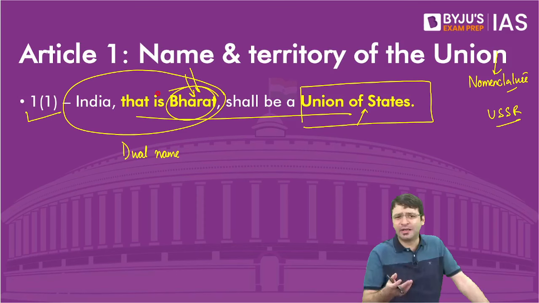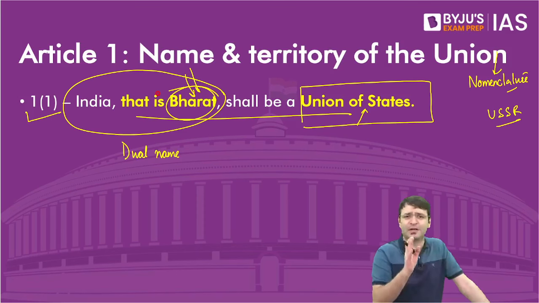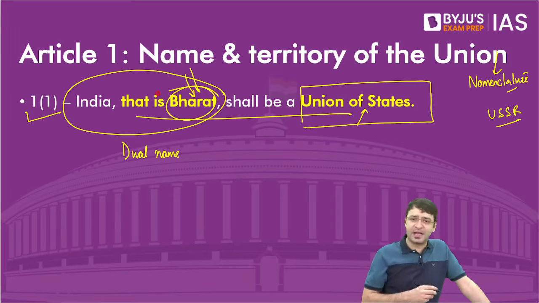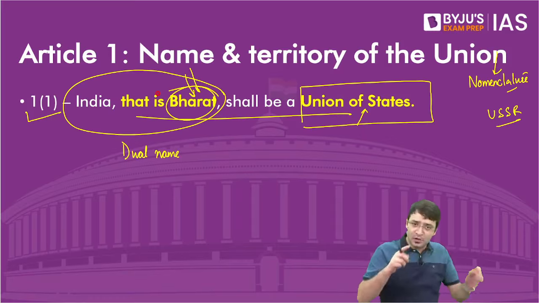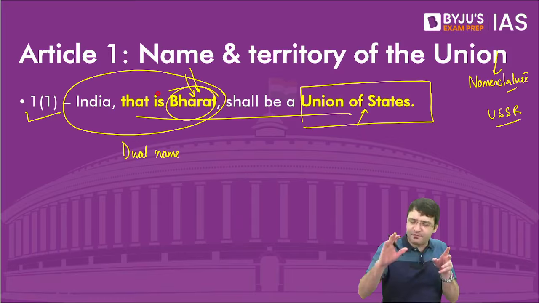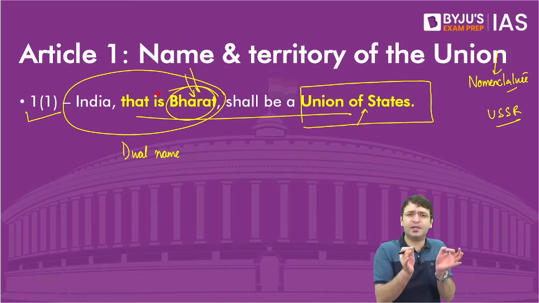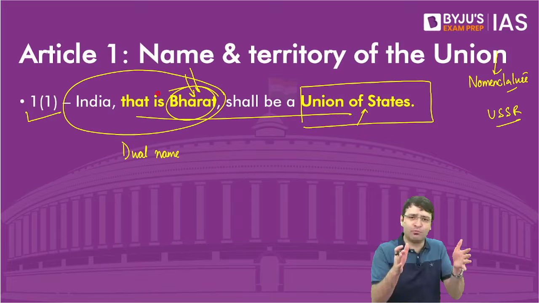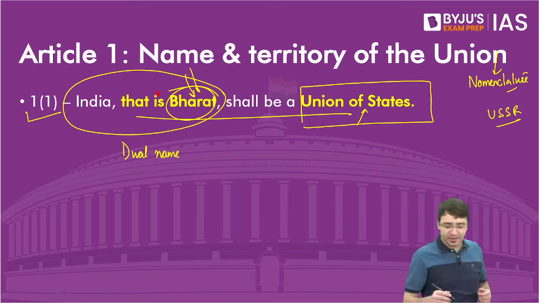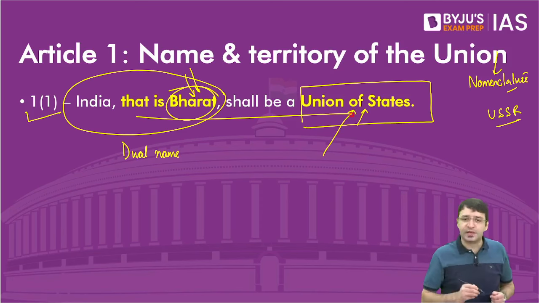You want to call it India? Call it. You want to call it Bharat? Call it. Because the Constitution has given us two names, a dual name: India, that is Bharat. So Article 1, Clause 1 says, India, that is Bharat. What do we mean by that? We have two names for this country, reflecting modernity and tradition. It's a beautiful, convenient marriage of tradition and modernity. India, that is Bharat. But India, that is Bharat, shall be a union of states.